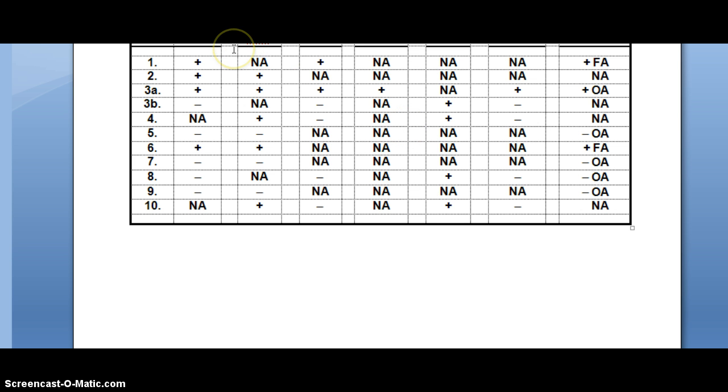We start with event number 1. Company started by receiving $60,000 cash from the issue of common stock. As you can see, common stock goes up, assets as well as equity, and it's a financing event.